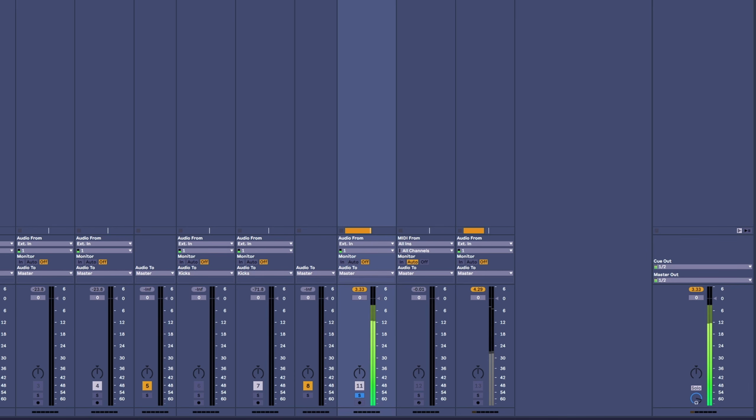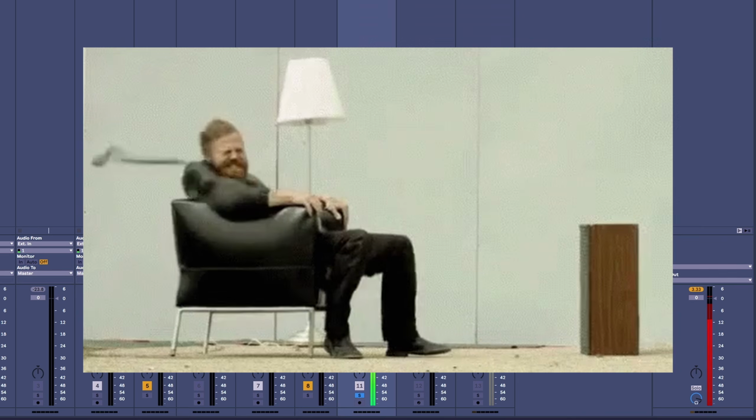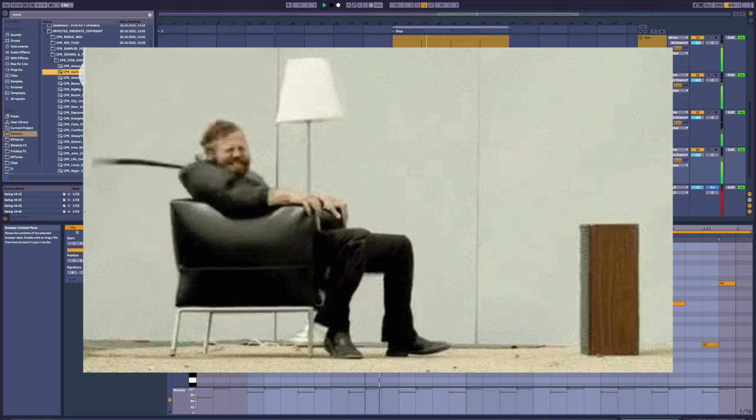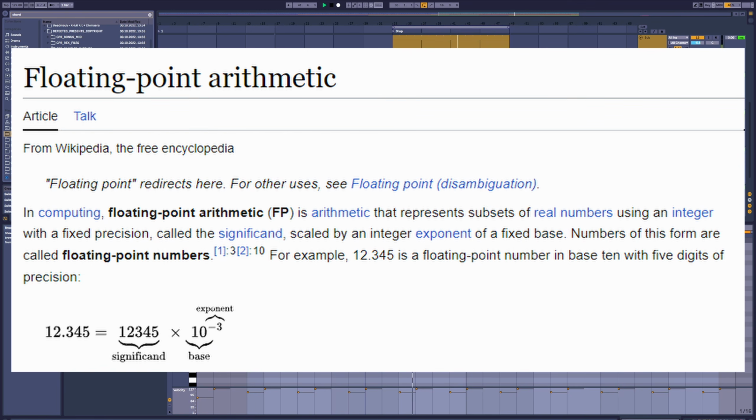To put that in perspective, the loudest gigs you've probably ever been to have been around the 120 decibel mark. What we call the threshold of pain is around the 140 decibel mark. And sounds over the 200 decibel mark would kill you. In other words, plenty of headroom. This is achieved with some clever mathematics called floating point mathematics.